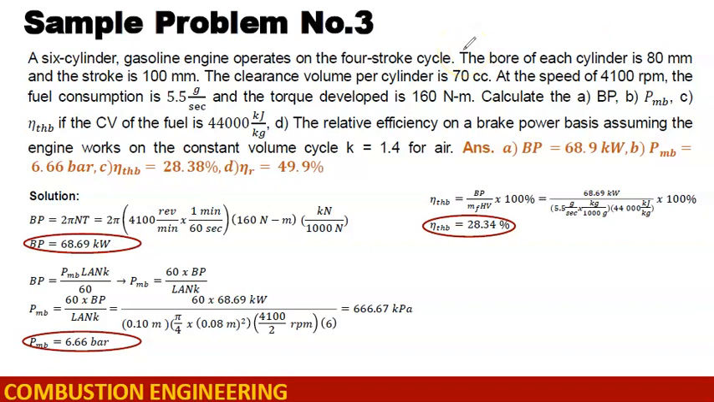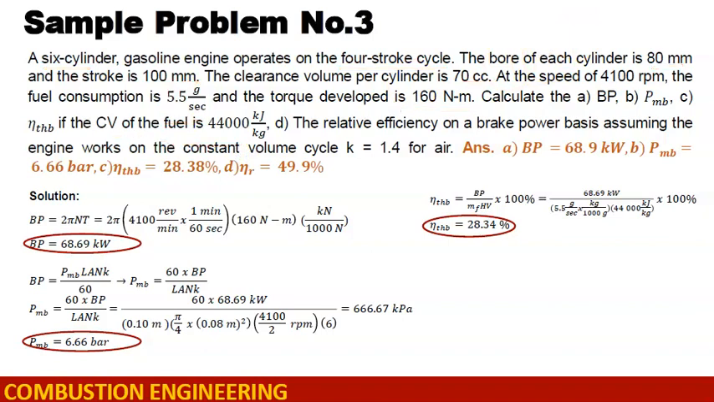So for sample problem number 3, we are given a 6-cylinder gasoline engine which is operating at a 4-stroke cycle. The bore of each cylinder is 80 mm and the stroke is 100 mm. Clearance volume is 70 cc. The speed is 4,100 rpm. The mass of the fuel consumed is 5.5 grams per second, and the torque is 160 Newton-meters. The calorific value of the fuel is 44,000 kilojoules per kilogram.